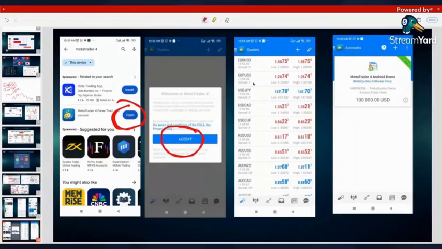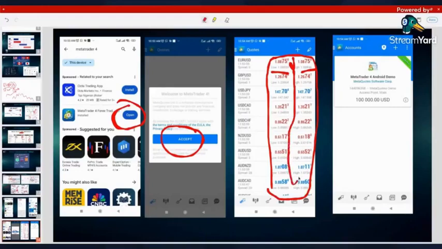Then you get to see the interface of MetaTrader 4. Remember I told you the brokers always quote two prices for you. This is what I mean: they quote you the ask and the bid price. Here is the ask price and here is the bid price. Remember that the difference between this and this is the spread. The spread for each broker varies, but the lower the spread, the better for you as a trader. When I install this app, the MetaTrader 4 platform automatically opens a 100,000 USD account for you to trade on, to practice on.